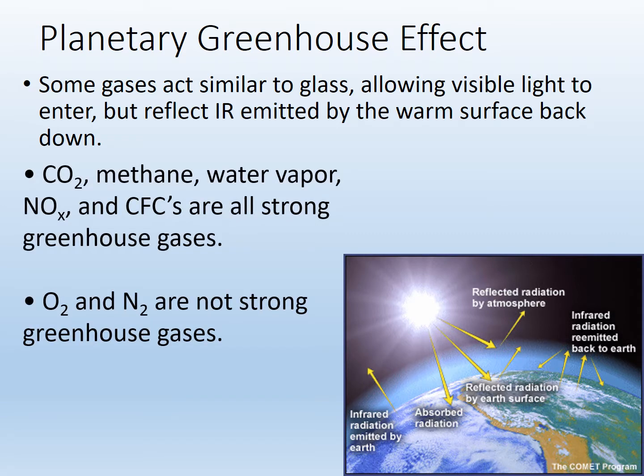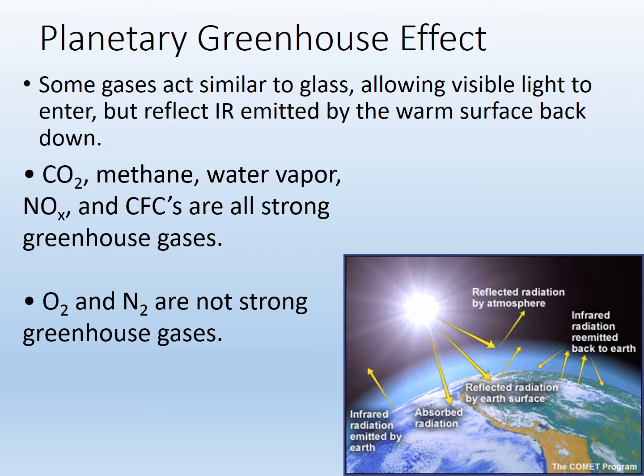The most common greenhouse gas on the planet is carbon dioxide. In addition, methane, water vapor, nitric oxides, and CFCs, which we talk about in the ozone presentation as well, are all powerful greenhouse gases.